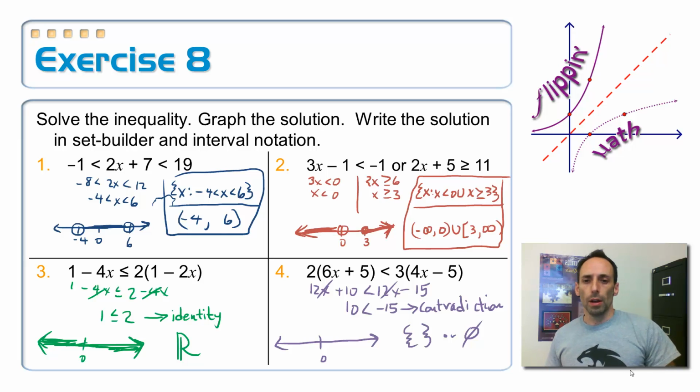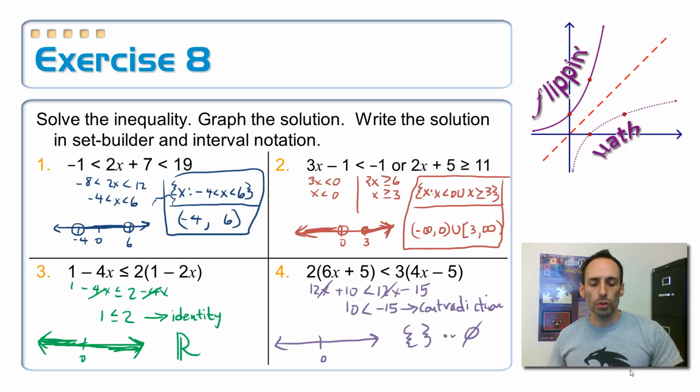Over here on number 2, it's an OR inequality, so you just have to treat each of those inequalities separately and solve them. Add the 1 over, divide by 3. I get x is less than 0 for the first one. Or, and then on the second one, subtract the 5 over, divide by 2, and I get 3 on that one, so x is greater than or equal to 3. So I got two different parts pointing in opposite directions. Set builder notation, separate it with a union, a U.